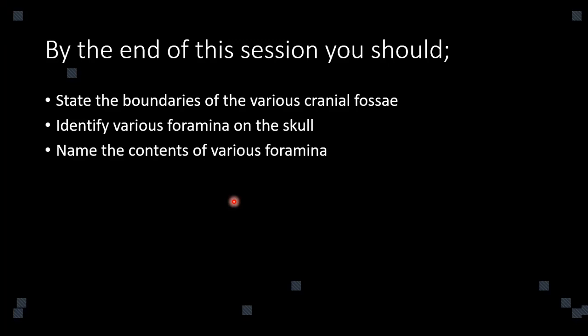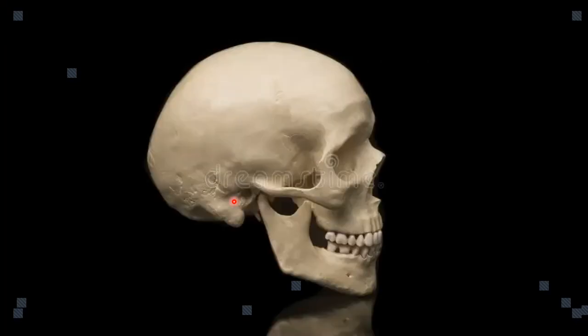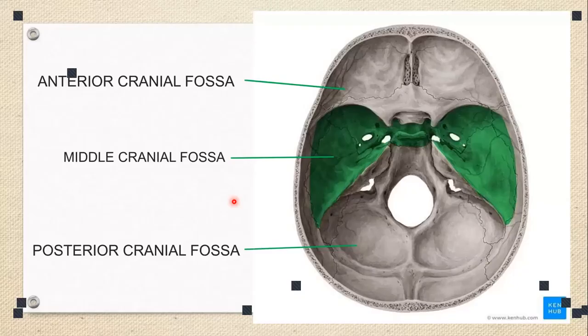So, let's start. This is a lateral view of the human skull, what is known as the norma lateralis. We want to visualize the internal of this skull, so we cut it along that plane, and then we view it from that view. When you do that, this is what you see. You see three depressions on the internal part of the skull base, and these depressions are what are referred to as the cranial fossa: the anterior, middle, and posterior.